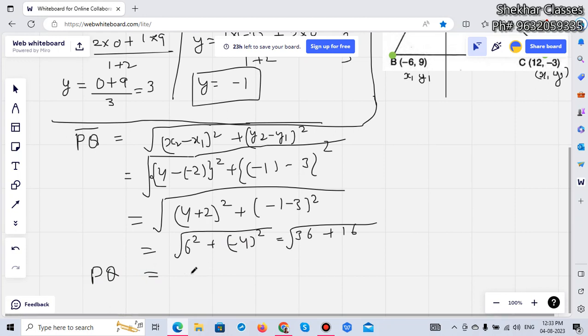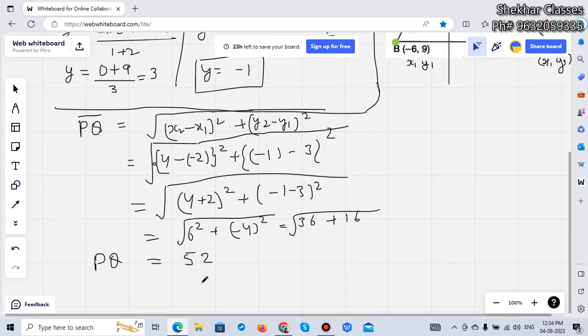42, no, 52, right? 36 plus 16 is 52. So if you take 52 under root, which is equal to 13 into 4 under root, 4 will come out as 2, so finally it will come out as 2 root 13. So this is PQ, remember this part.